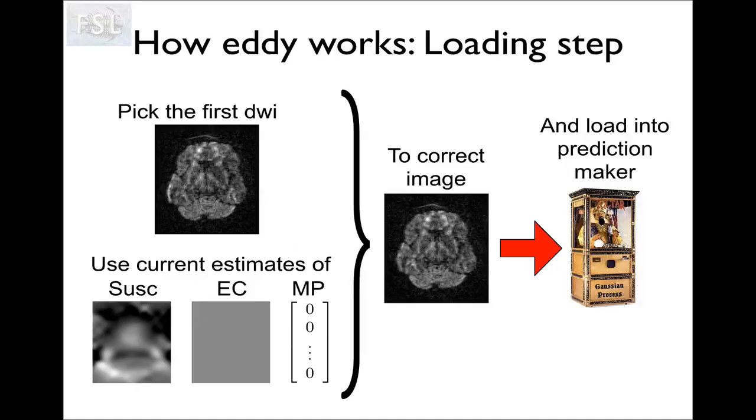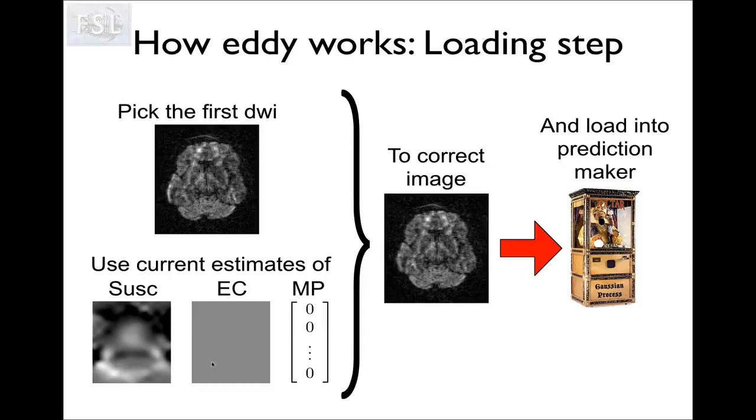Right, so now how eddy works. First we have a loading step. How that works is you pick the first diffusion-weighted image, and you use the current estimates of susceptibility, eddy currents and motion parameters. For the first iteration, the susceptibility-induced field is the field that you have estimated using topup and then fed into eddy. The first estimate of the eddy current field is 0, because you don't know what it is, so you're just going to say 0. And the first estimate for the motion parameters is that they're all 0, i.e. the subject lay still.